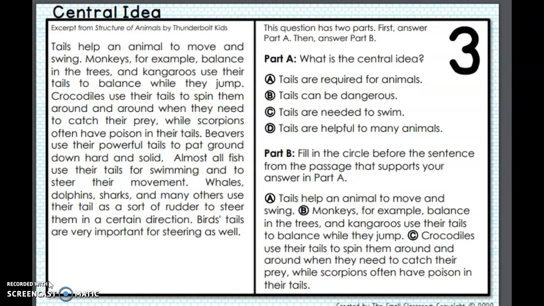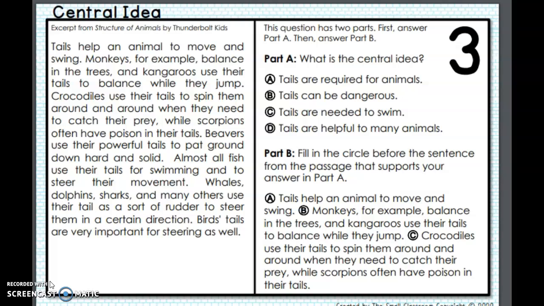So we know that our answer cannot be A because not every animal has a tail, and never in this passage did it say that it is required for an animal to have a tail. It cannot be B because it did not mention tails being dangerous in this passage. Our answer is not C because they're not just talking about tails being used to swim. That was just one detail. So our answer here is D because these are multiple ways to show that tails are helpful to many animals.